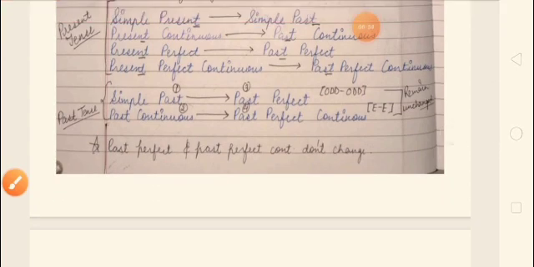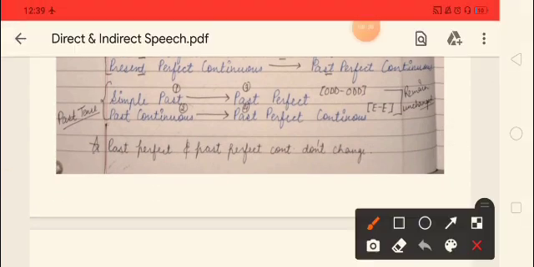And one more thing, the note point is that past perfect and past perfect continuous do not change. These tenses do not change while transforming into indirect speech.